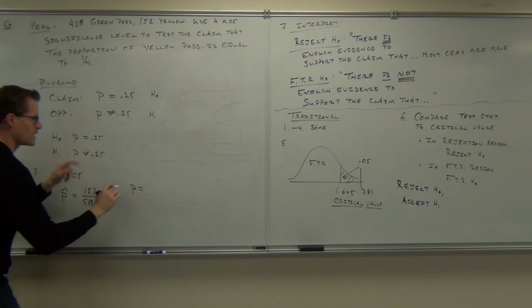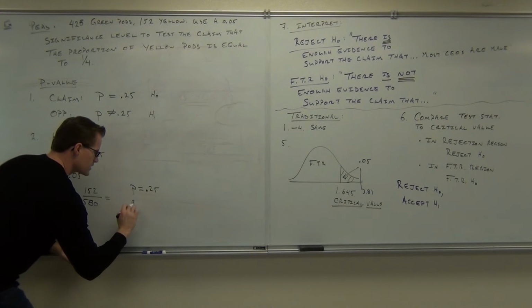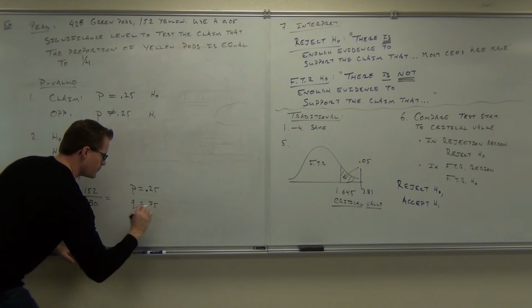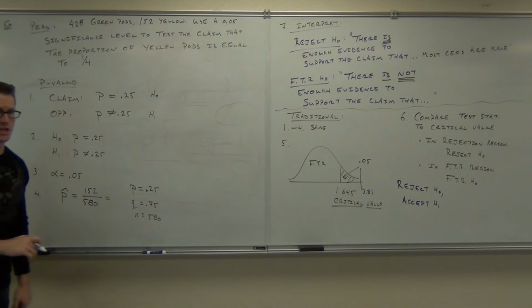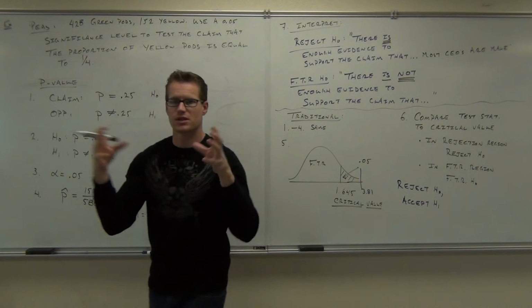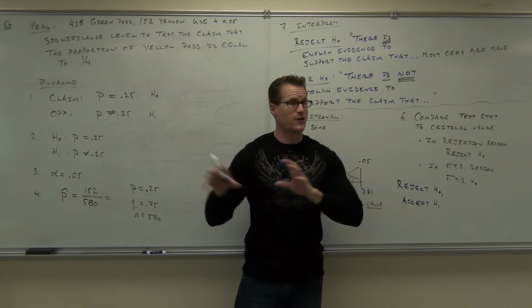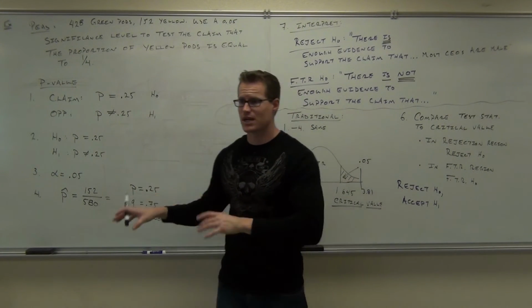P, of course, is given by your h sub 0. Q is given by that same thing, 0.75. N in this case is 580, your sample size, because you're adding those pods together, the green and the yellow. Finish that up, do the p-value test and the traditional.